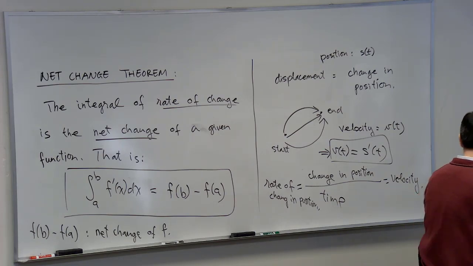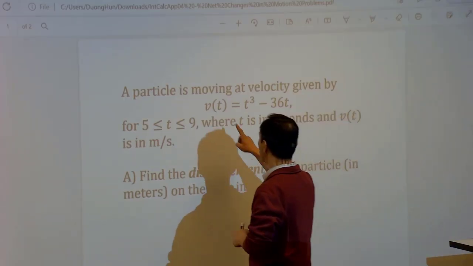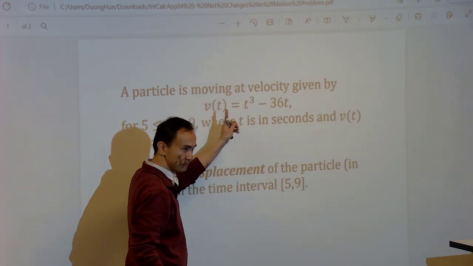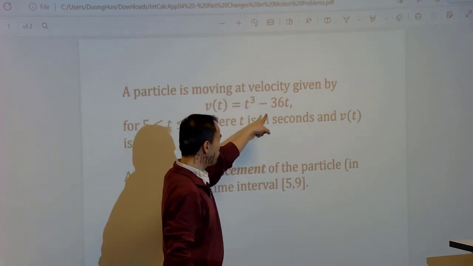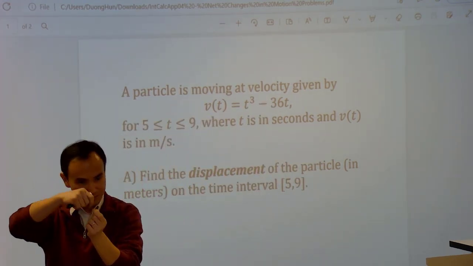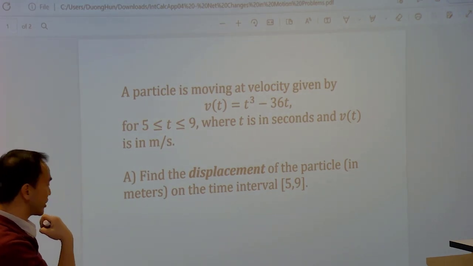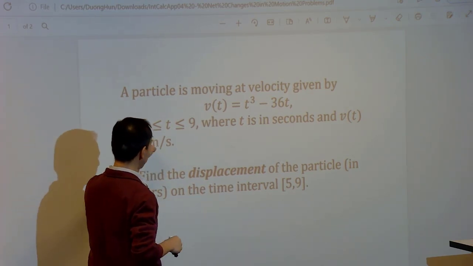So let's look at the problem. I'm still leaving it here on the screen. But what you have here is a velocity function. Right? It's the instantaneous rate of change of the position function. Right? It's not the position function itself. And so v of t equals t cubed minus 36t. How did it come like that? We think about we got some machine device that measures the change in position of a device and comes up with that function right there for us. And then the time interval is from 5 seconds to 9 seconds, right?